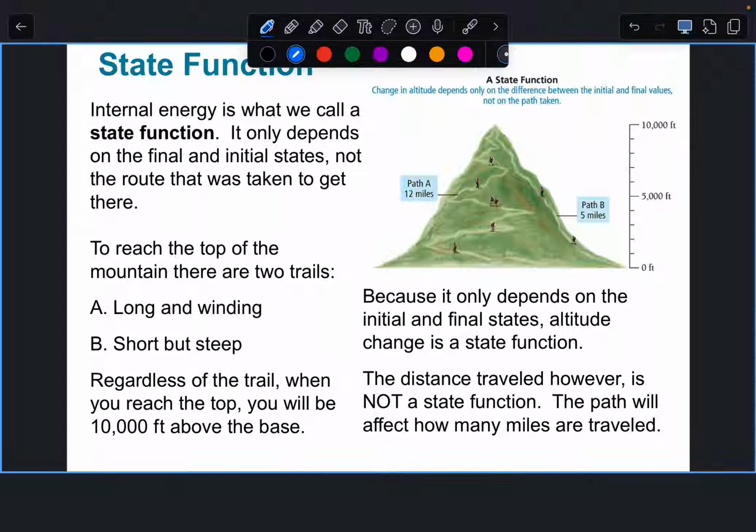10,000 feet is ridiculous. No one's going to climb a 10,000 foot mountain all in one, but just go with it. So the state function would be similar to the elevation change. Okay, it does not matter which path the hikers take. They're all going to have a 10,000 foot difference in elevation. Okay, that's how internal energy works. When we look at a calculation for internal energy, all we care about is where we started and where we ended. And the value isn't going to change whether we hike straight up the mountain or crisscross, okay? It's still going to be 10,000 feet. Internal energy works like that.